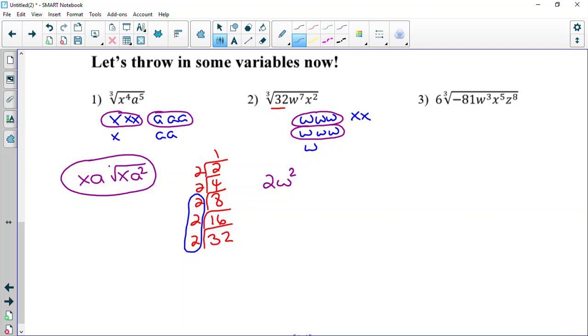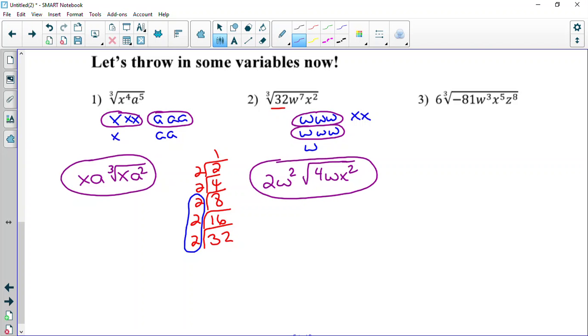Oh, I forgot to put my 3 in the hook over here. Don't forget. Don't be like Miss Broadhead. Alright, so now, what do I have left over inside? Well, I've got these 2's here. So 2 times 2 is going back in, so that's 4. And then I've got a single w. And then I've got 2 x's. Done.